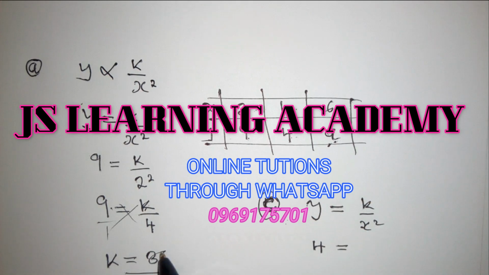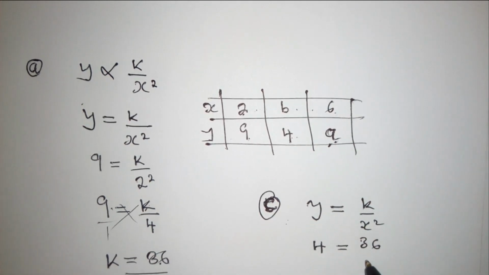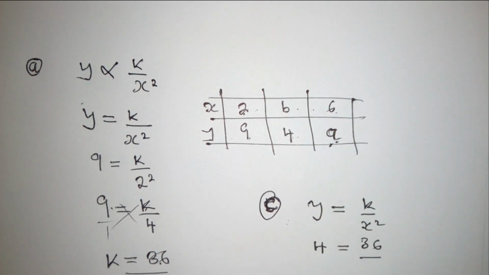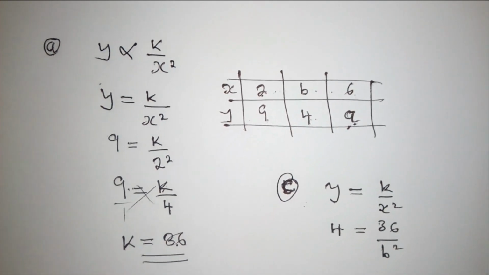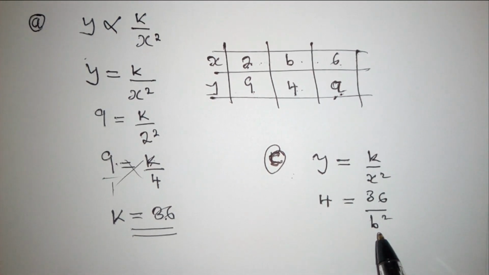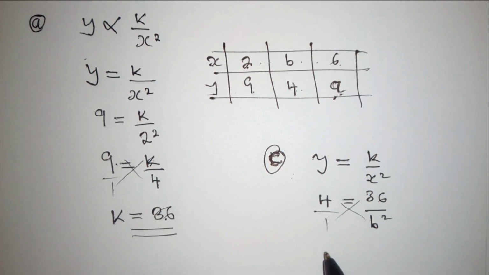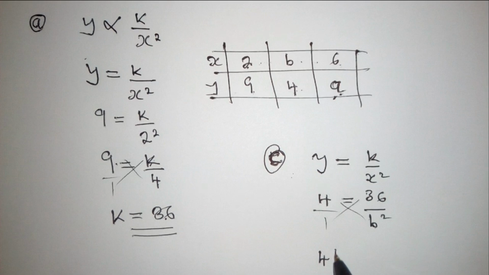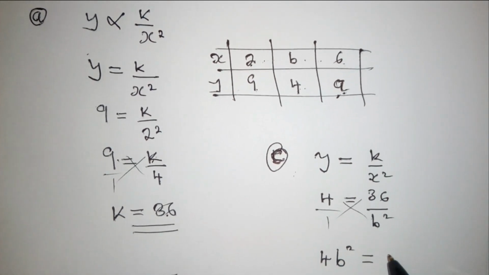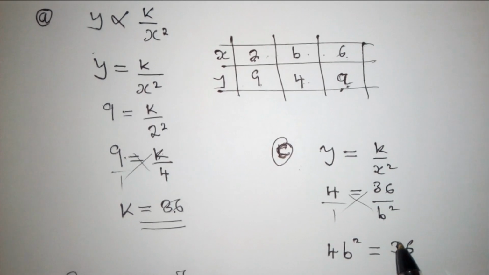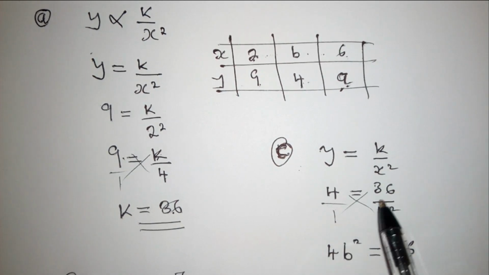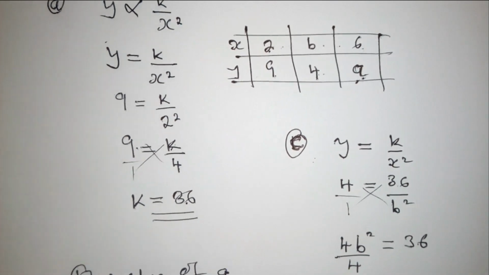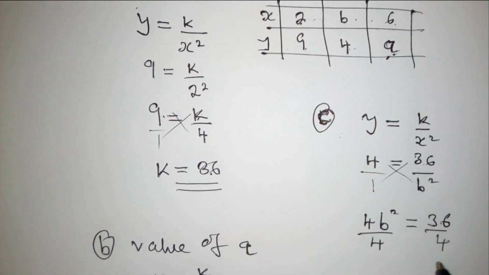And then k is 36. Under x, what do we have? It's b. So it will be b squared over here. We can cross multiply at this point. So b squared multiplied by 4, or 4 multiplied by b squared, it's 4b squared, which is equal to 36. This 36 has come about as a result of multiplying 1 by 36. So we divide by 4. B squared is equal to 36 divided by 4, which is 9.